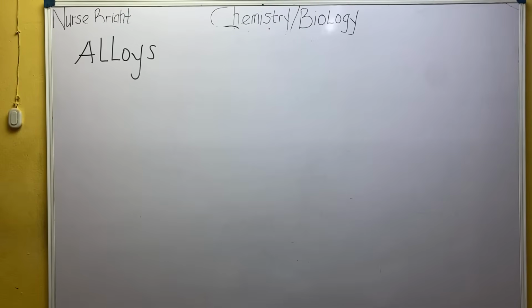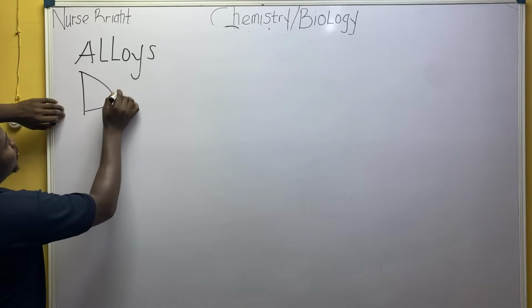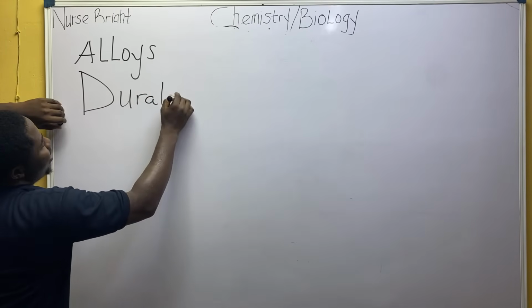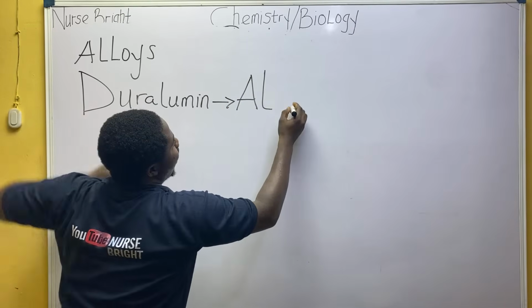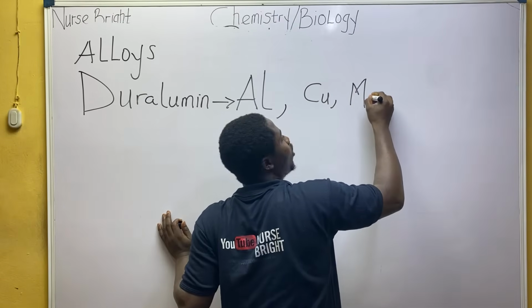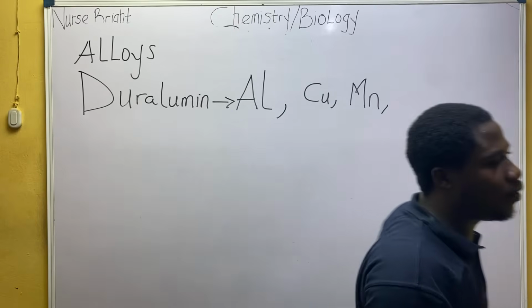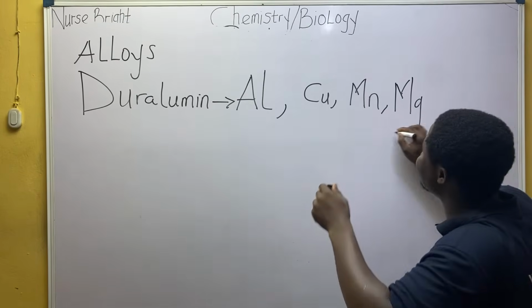The first one I want to talk about is what they call duralumin. This is an alloy. It is made up of various metals. Duralumin, the base metal, the baba of them all, is what? Aluminium. And the other ones involved are copper, manganese, and magnesium. Magnesium, copper, and also aluminium. So aluminium is the base metal.